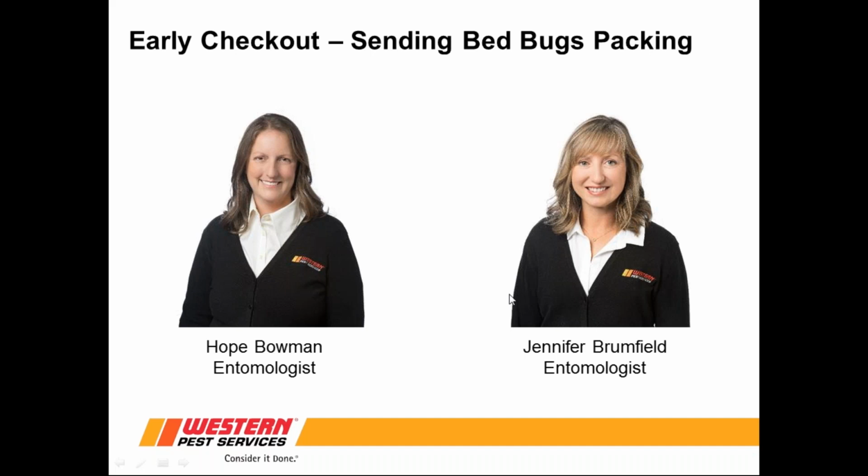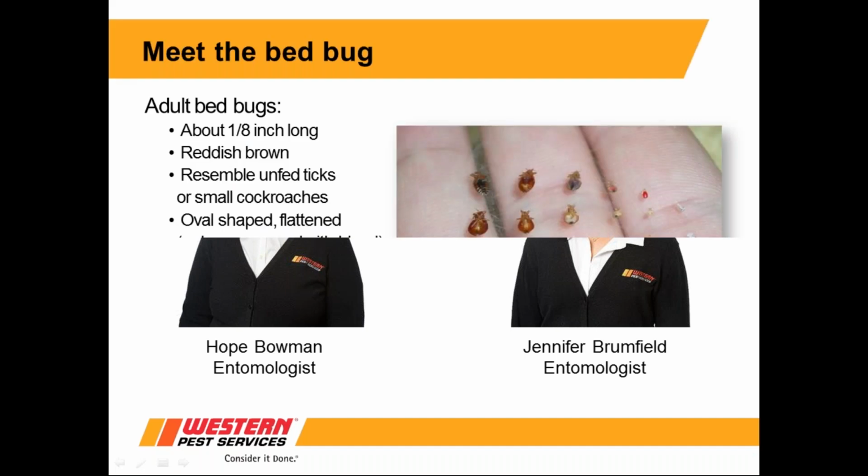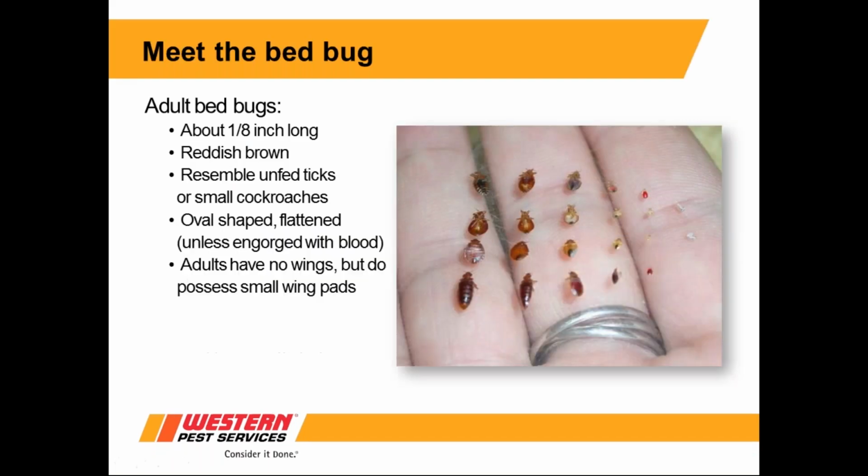This is what bed bugs look like. On the left are the adults, over towards the right are the eggs and the nymphs. Bed bugs go through a life cycle from eggs through 5 stages of nymphs to becoming adults.